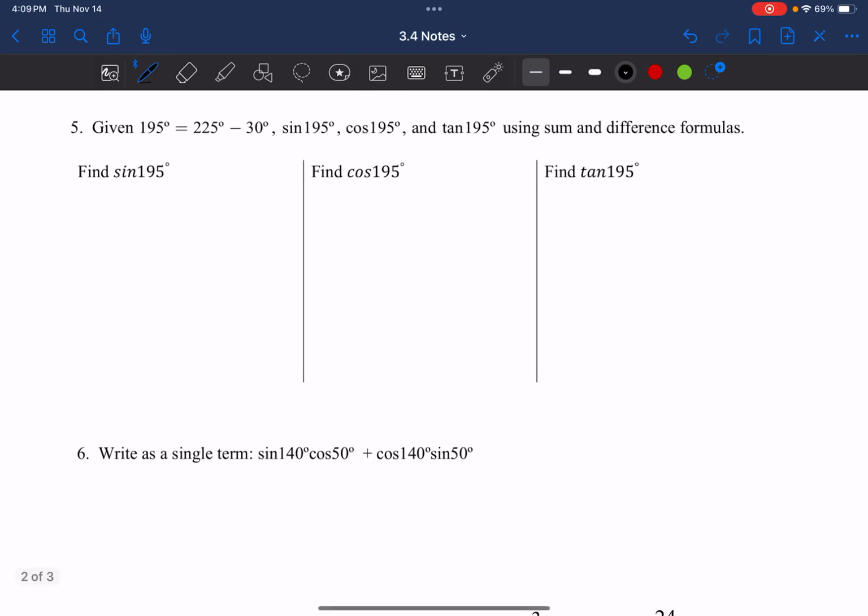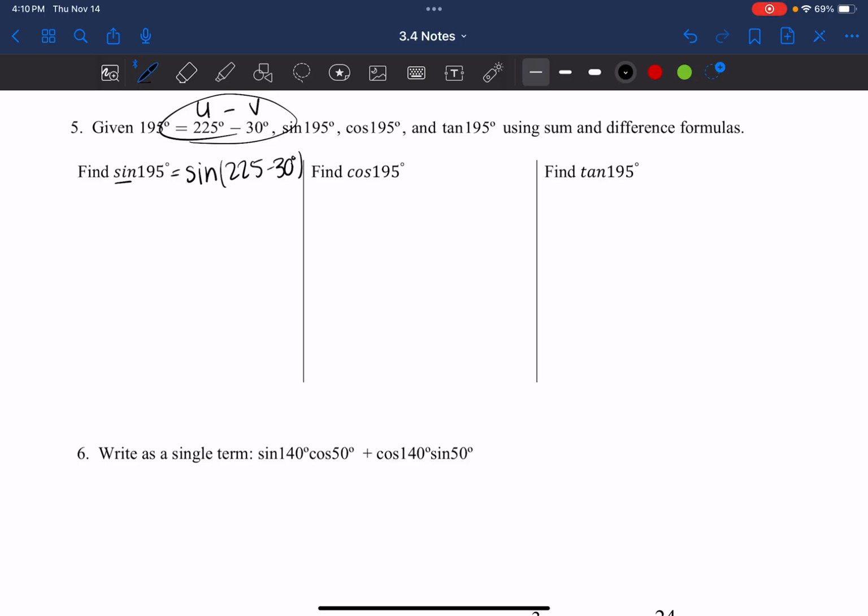All right, on the back. Here, it says, given that 195 is equivalent to 225 minus 30, so U minus V, they told us U and V here, we're supposed to find sine of 195, cosine of 195, and tangent of 195 using the sum and difference formulas. Well, they just told us it came from U minus V, so we're going to be using the difference formulas here. So starting with sine, I've got sine of 195, which is really 225 minus 30.